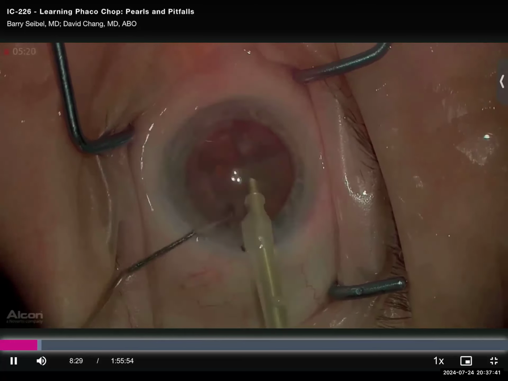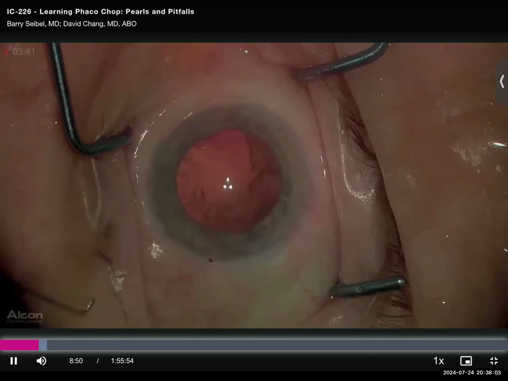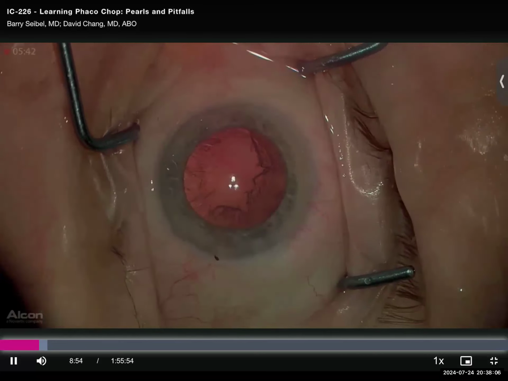At the end now, you can see I'm kind of lifting my phaco tip a little bit higher, and that's the epinucleus, and it comes out all together. And why did the epinucleus come out easy? Because of the hydrodissection. Can we do 03B now?